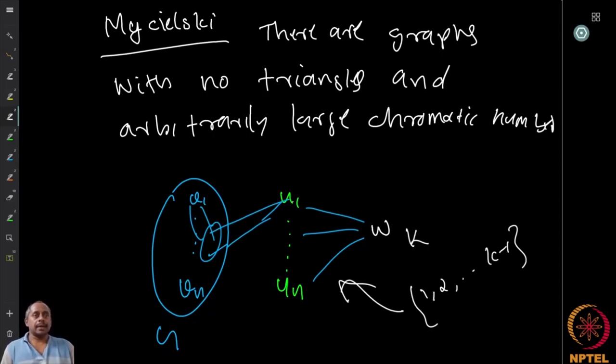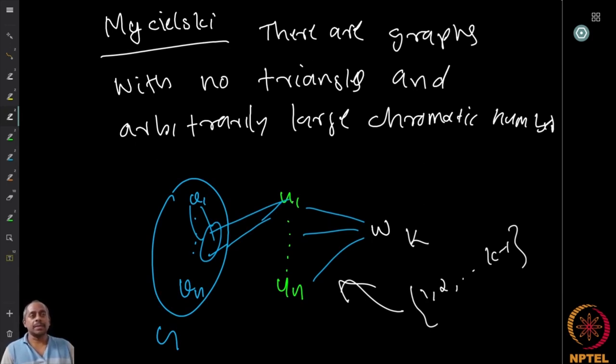So we get a new triangle free graph from a triangle free graph, whose chromatic number increases by 1. Now I can start from this new triangle free graph and increase the chromatic number again by 1. So I can keep on doing this, and I get larger and larger chromatic number. So this is called the Mycielski construction, and such graphs are called Mycielski graphs.